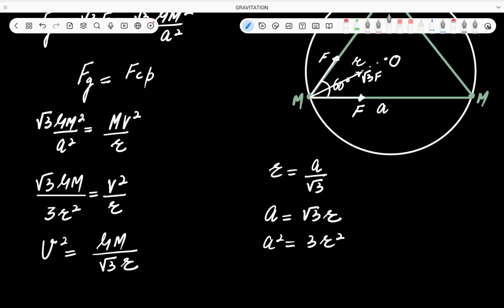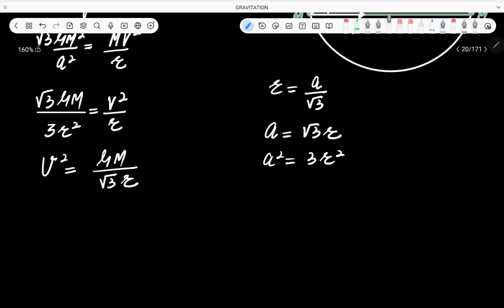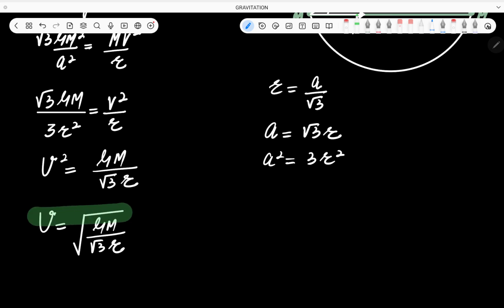The gravitational force is root 3 Gm square by a square, and the centripetal force is mv square divided by r. फिर मैंने क्या किया? I have replaced this a by root 3r or a square by 3r square. Then this root 3 by 3 is equal to 1 by root 3. Rationalization. तो v का जो फाइनल वैल्यू आएगा, that will be simply equal to square root of Gm by root 3 multiplied by r. This is the velocity of one particle, which we call the orbital velocity. So this is the orbital velocity of one particle. I hope that it's clear to you.